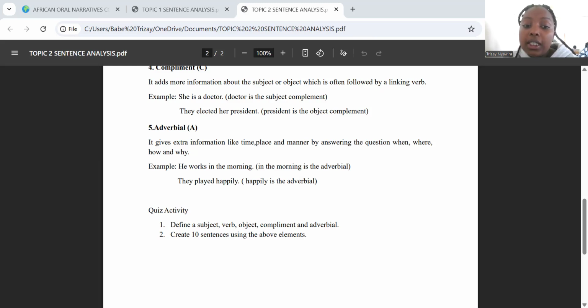Also create 10 sentences using the above elements. After defining, make sure you provide 5 examples for each element. That is, after writing a sentence, kindly show if it's the subject, the verb, the object, a complement, or an adverbial.